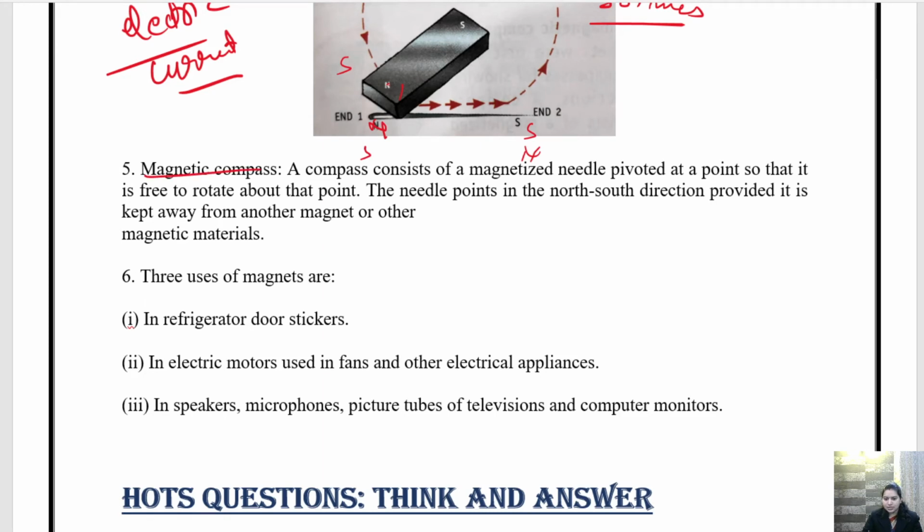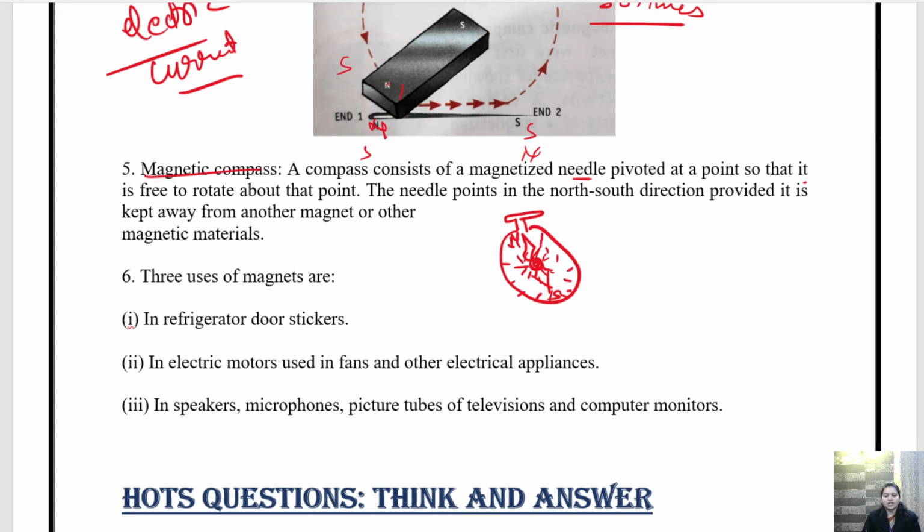So a compass consists of a magnetized needle pivoted at a point so that it is free to rotate about. So we have seen what a magnetic compass looks like. So if this is a magnetic compass, I'm not that good. This is the center where the needle is placed. Okay, so it will point towards north and south direction. Okay, so this is a magnetic compass. It also has several different directions.